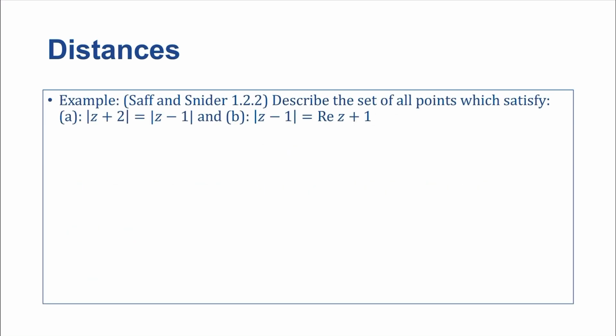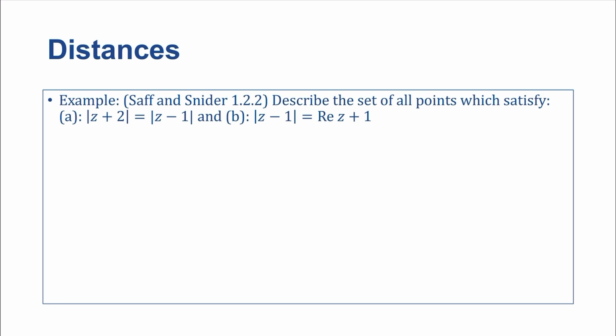This example is from Saff and Snyder. This is the book we will be following closely. From section 1.2, this is example number 2. And they're asking us to describe the set of all points which satisfy two different relations. The first relation is the modulus of z plus 2 is equal to the modulus of z minus 1. And then they want us to also consider the set of points where the modulus of z minus 1 is equal to the real part of z plus 1. So this looks a bit complicated to us, but I promise it is fairly trivial to actually conduct.